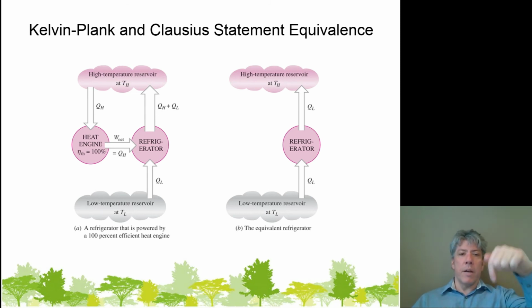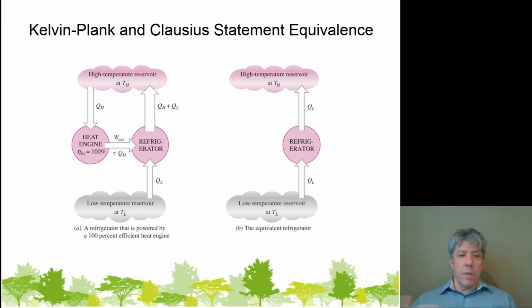Well, the QH down and QH up just cancel. They're the same amount. And so what we end up with is figure B, where we have a refrigerator that's effectively taking no work input and only moving thermal energy from the low to high temperature reservoir. And so we started off breaking the Kelvin-Planck statement to show that it is equivalent to breaking the Clausius statement.